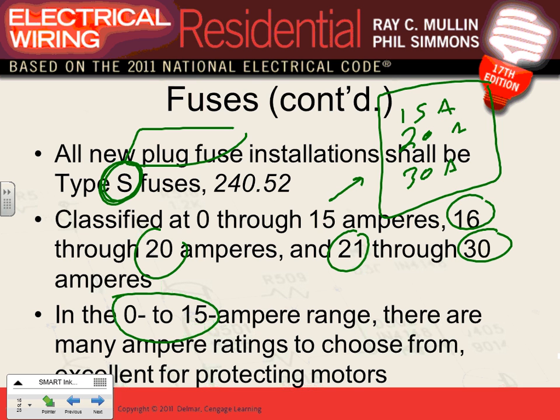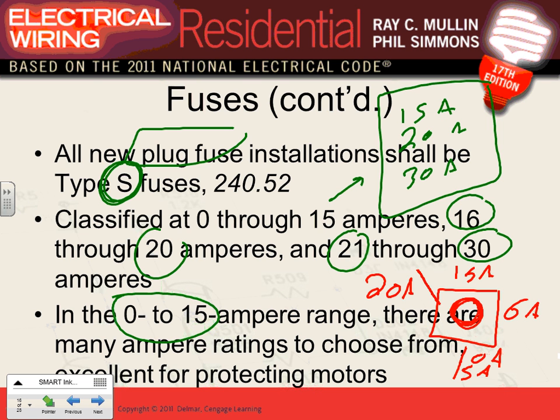We fully understand. So suppose I have a base, and this base is 15 amp, then I can put a fuse inside it, 6 amps, no problem, right? Or 10 amps, or 15 amps. But I cannot physically, mechanically put a 20 amp fuse here, can I? Because it wouldn't fit.